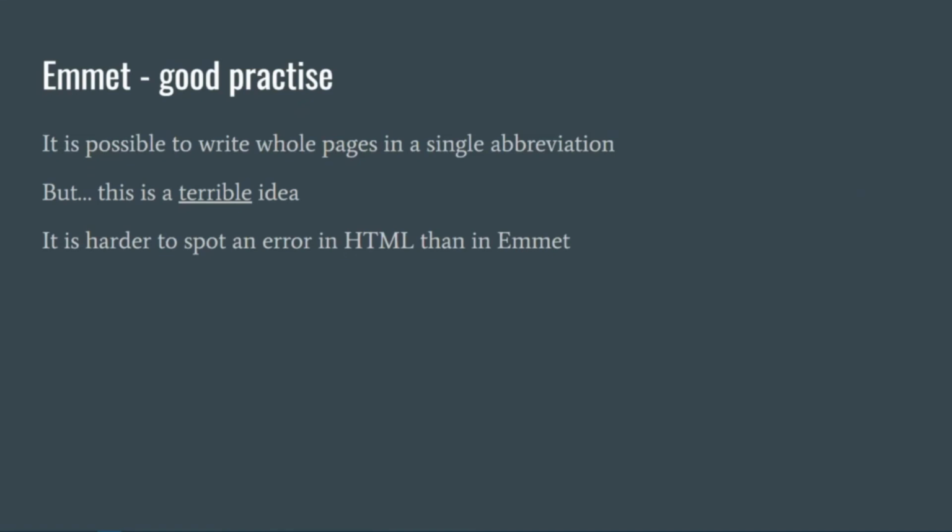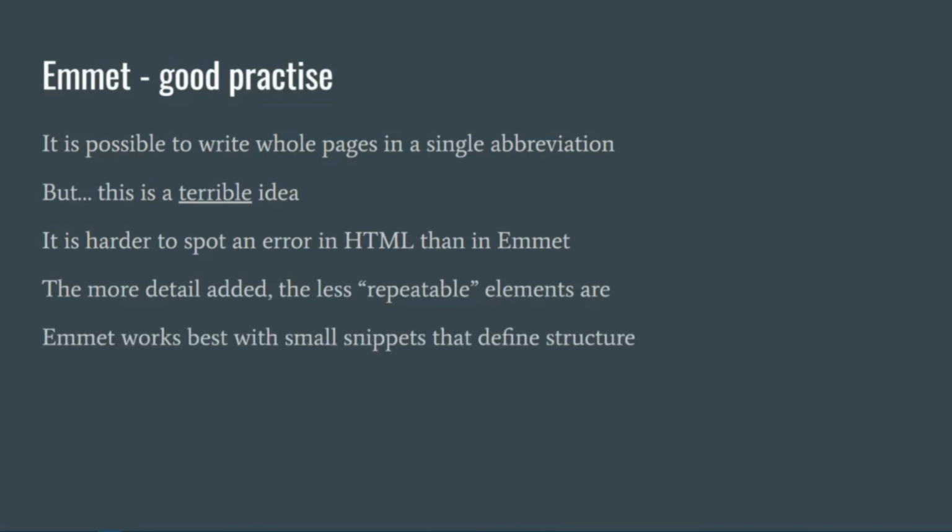And when you expand it, maybe it won't even all expand. Maybe some of it will be left behind, or it'll be formatted in a way that you don't understand. Don't try and write everything in one. The more detail that you add to an element, the less repeatable those elements are. But Emmet works best in smaller snippets that define structure and then have the detail filled in at a later point. This is an example.